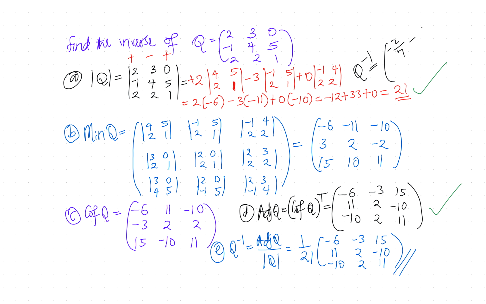Then you have 15 over 21. That's 3 goes. That's 5 over 7. Then next you have 11 over 21. So, since nothing cuts that, then you have 2 over 21. Then you have minus 10 over 21. Then next you have minus 10 over 21 again, 2 over 21, and 11 over 21, like that.